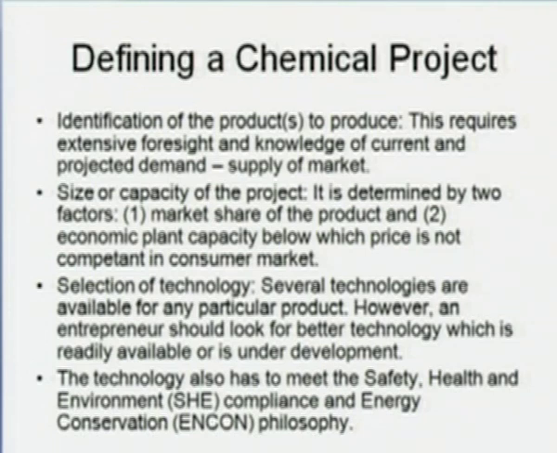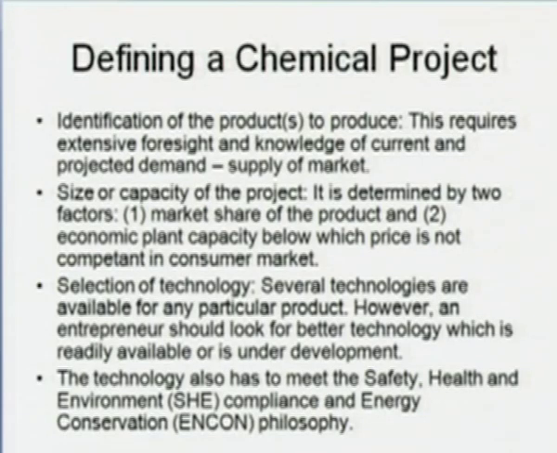The size or capacity of the project is determined by two factors. First, the market share of the product, and second, the economic plant capacity below which the price is not competitive in the consumer market. Now, remember, there is always an economy of scale. If you have put up a 10 tons per day plant and if you have put up a 100 tons per day plant, the per ton production cost goes down as the scale of production is increased. However, there is a limit as to how much you can increase the scale.